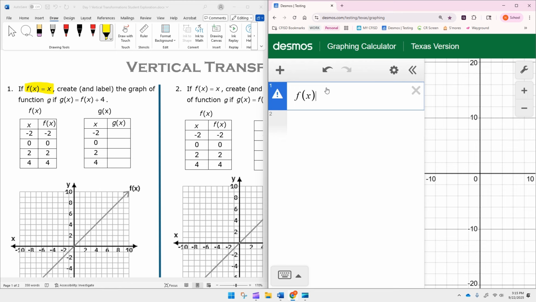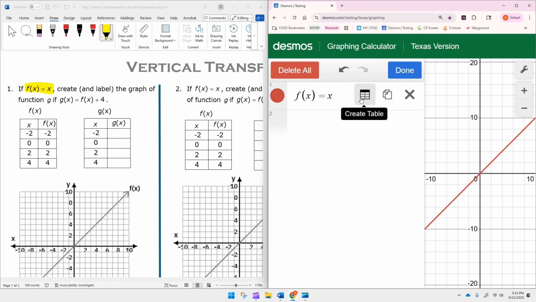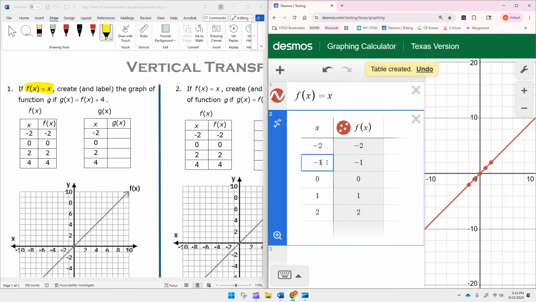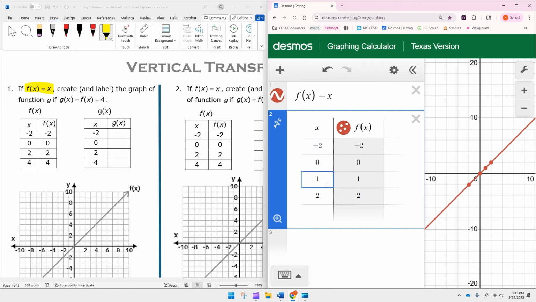So if I type f of x is equal to x, that gives us this equation and this line, which is going to give us that table. Now I'm going to go ahead and create the table just so that we can talk about that table. I'm going to take out the -1, and I'm going to take out the 1, and then I'm going to write 4, just so that our table matches exactly what we have on our graph for f of x and for our table here for those values. And it has it graphed for you already. As you notice, it's going through the origin.